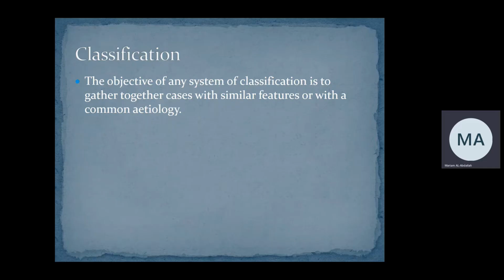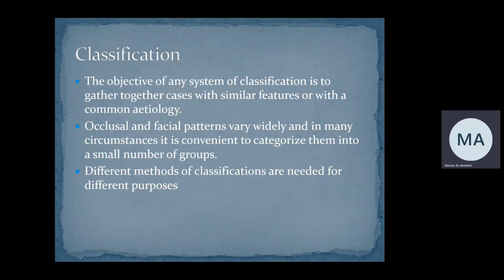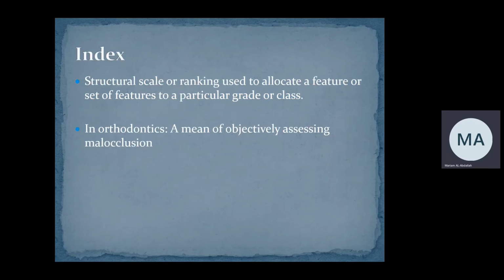Now, why do we need classification in any system? Well, it makes communication between clinicians easier, communication with the patient, conducting research, diagnosis, treatment planning, everything should be easier using classifications. An index is a structural scale or ranking used to allocate a feature or set of features to a particular grade or class. So indices are also used to classify, but sometimes they rank or give certain grades to the different categories.